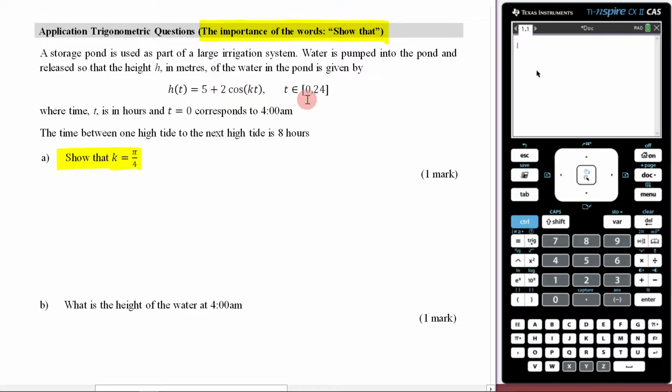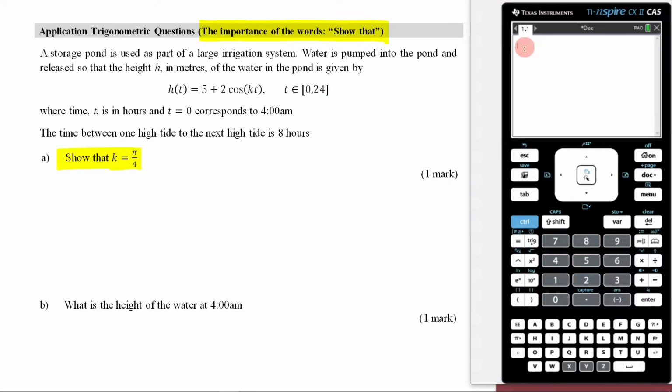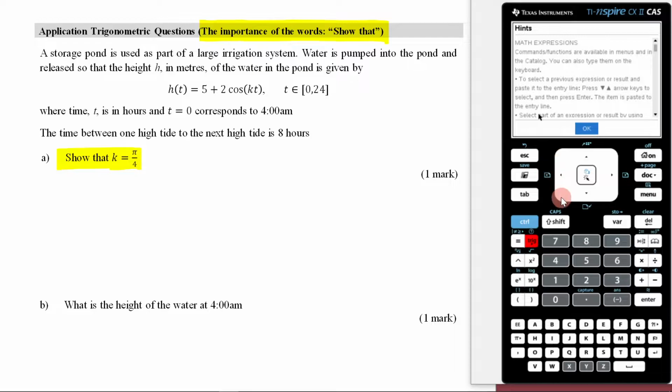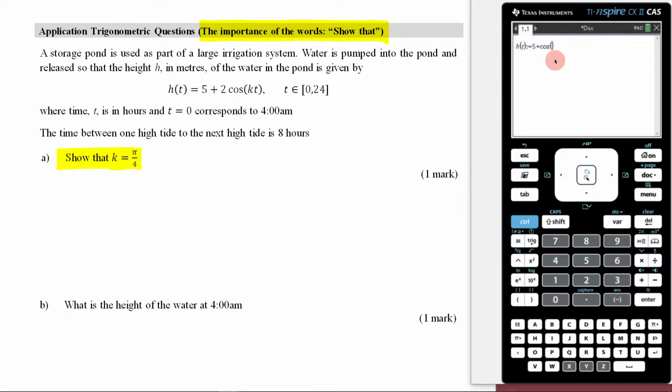So I can immediately define this into my CAS. I could come over here and say h of t is going to be 5 plus, trig, cos, oh, I forgot to put 2 in front, 2, then I know what k is. k is pi on 4. Do you see? I've been told that information. And because I've been told that information, I can answer all the other parts of this question.